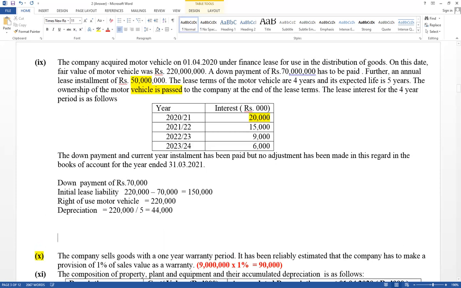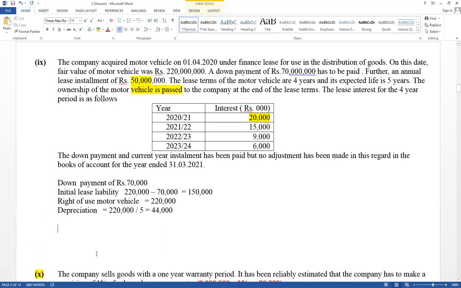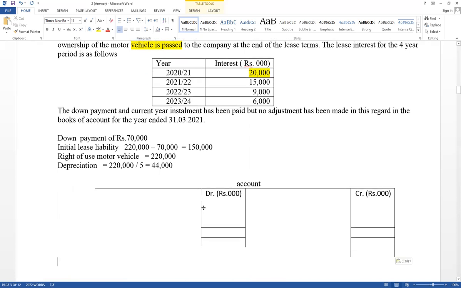Therefore, now I'm going to discuss and prepare only the lease creditor account. The reason is that lease liability should be recognized separately, as current and non-current liability. Think about the effect for lease creditor: initial lease liability 150,000, right of use asset account debit, lease creditor credit.